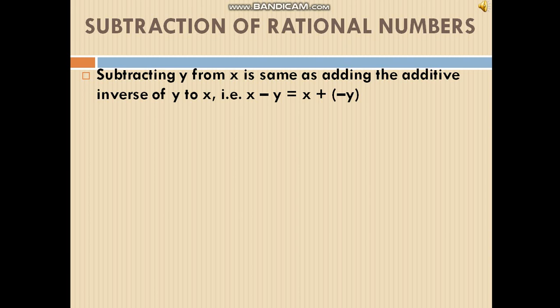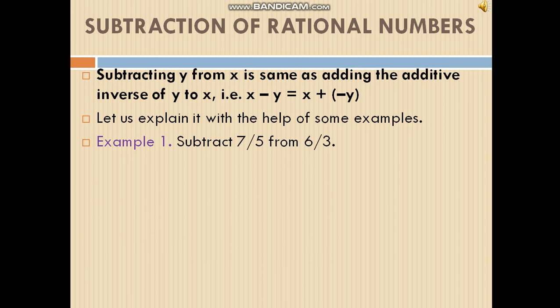That means subtracting y from x, that is x minus y, is equal to x plus the additive inverse of y. The additive inverse of y is minus y, so we write here x plus (minus y). So x minus y is equal to x plus minus y. Let us explain it with the help of some examples.